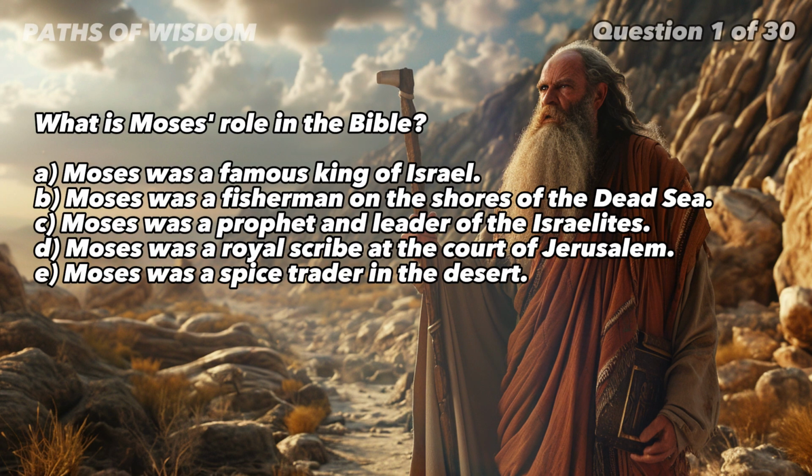Question 1. What is Moses' role in the Bible? Option A. Moses was a famous king of Israel. Option B. Moses was a fisherman on the shores of the Dead Sea. Option C. Moses was a prophet and leader of the Israelites. Option D. Moses was a royal scribe at the court of Jerusalem. Option E. Moses was a spice trader in the desert.